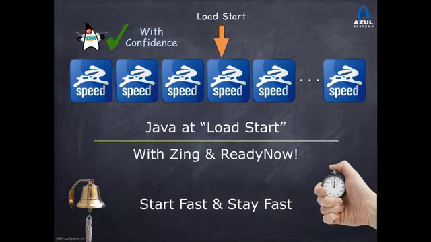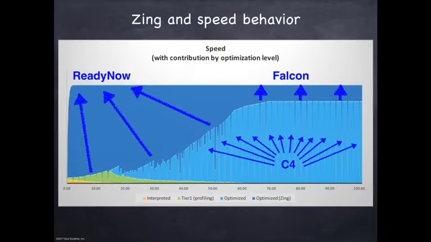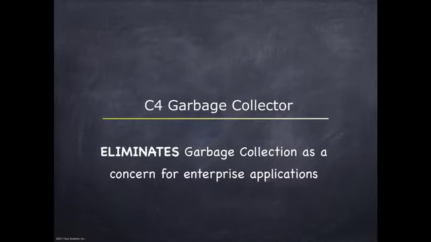So the important thing here is that we need to ensure that the code actually executes the way we want it to. So again, going back to the graph that we had before, ReadyNow shifts the graph to enable us to put those optimizations in very, very early and avoid this whole warm-up phase. Falcon shifts the level up because we're able to take advantage of some better optimizations. C4 is where we eliminate the pauses associated with garbage collection. These are the dips that we were seeing in our graph earlier on.